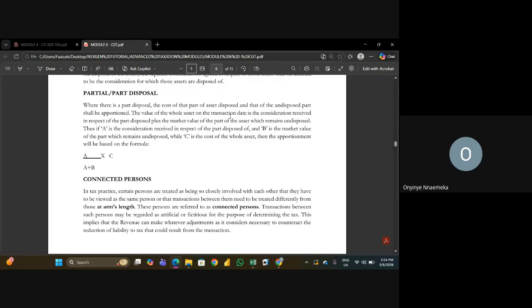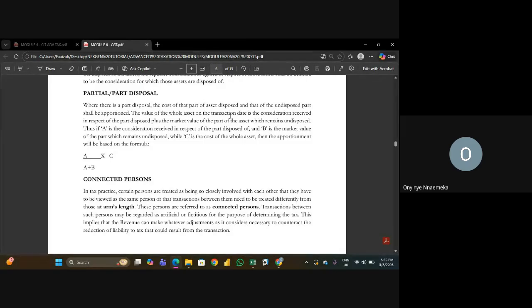Now that you want to sell 1 plot out of the 2 plots, how do you know the cost of the 1 plot? Now, number 1, A is what? The cost at which you want to sell the 1 plot.